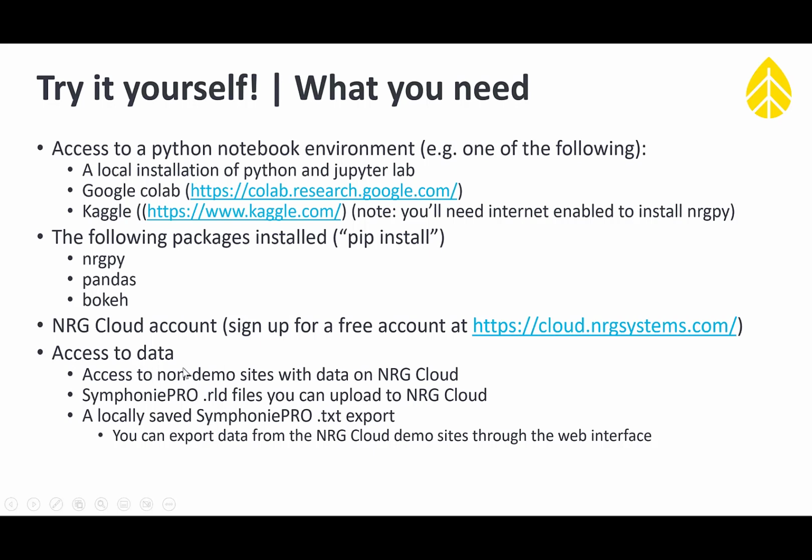So you can do that through having sites on the cloud. If you don't already, if you just created a new account, if you have some SymphoniePRO RLD files, you can upload them to NRG Cloud, create a new site, and use it that way. Alternatively, you can make all these same plots just by starting with locally saved SymphoniePRO export files. You don't need to necessarily download it from the cloud. So that's an option too. It's just you'll be using different syntax from what I showed today.